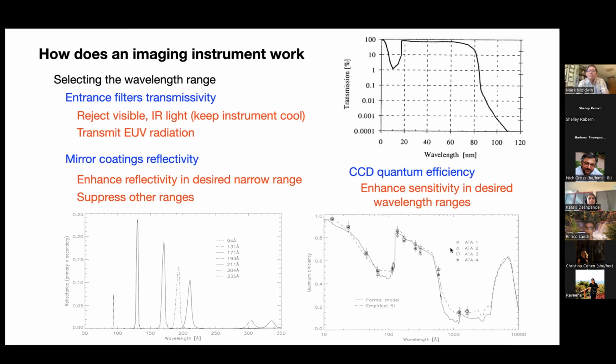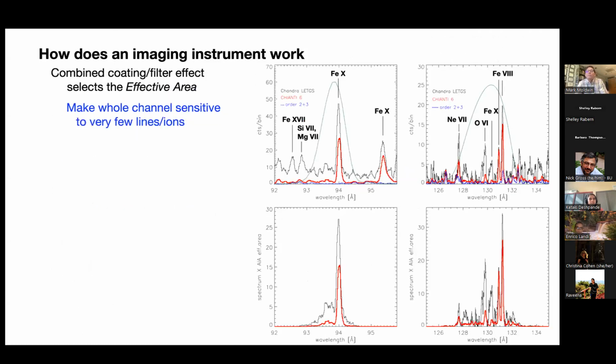But anyway, this is how you select the wavelength and you determine the sensitivity of the instrument. Question is, why do we care about being so narrow in our selection? So let's look at this. Let's take a couple of the AIA channels as an example. On the left column, you have the 94 angstrom channel, and on the right one, you have the 131 channel.